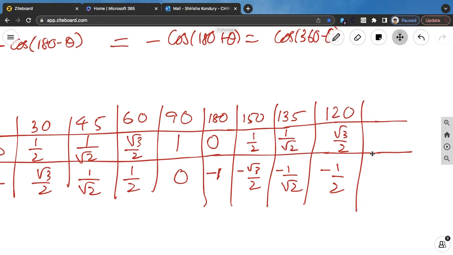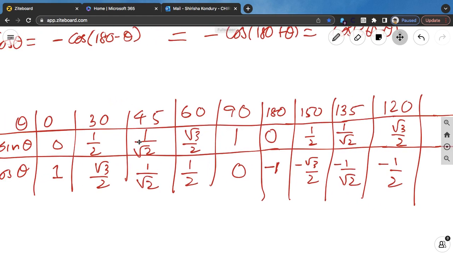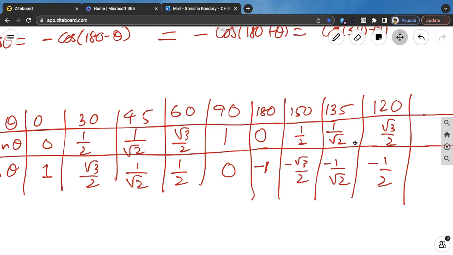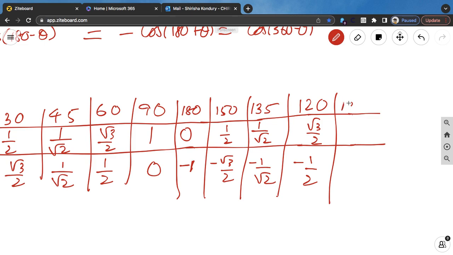I also know 180, so I know values in the third quadrant also. Look at it. If I know sine of 0, I know 180 minus 0, I know 180 plus 0 also. 180 plus 0 is 180, I already wrote. I know 180 plus 30 as well. Same as 30, but with a negative sign because in the third quadrant.